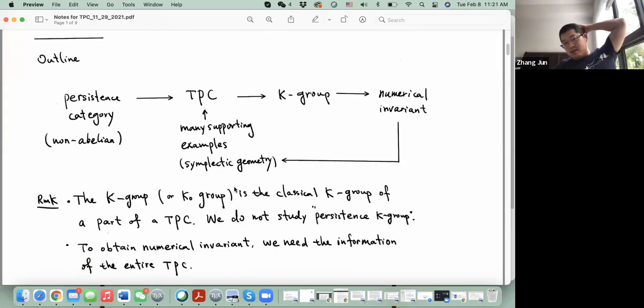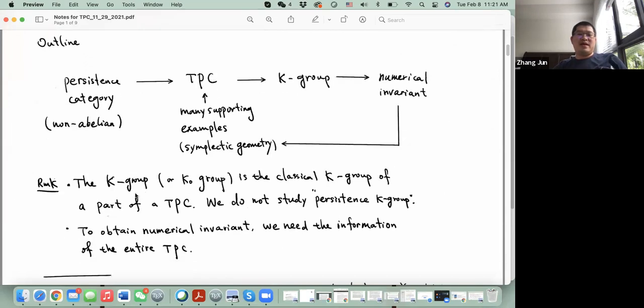Okay. I'm still not sure if we have time to talk about the application, but let's see. The K group is usually called the K0 group, and you can also talk about the K1 group, but it might be hard to do that. So the K group, don't worry much. The K group is the classic K group that you know from textbooks, and it's the K group of a part of TPC. And we do not study something called a persistence K group. We do not study a family of K groups. That's also something interesting that you can try to do, but we don't know how to do that.